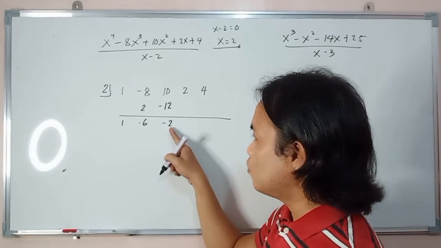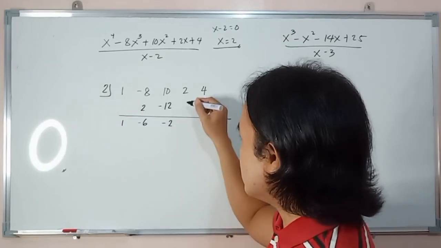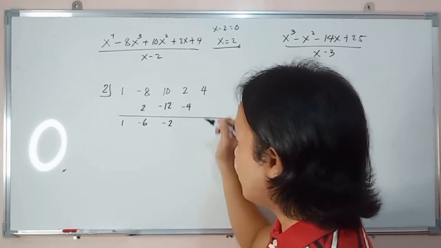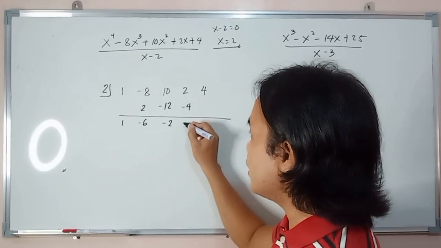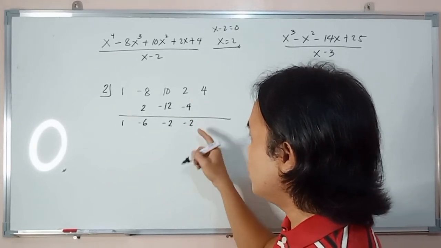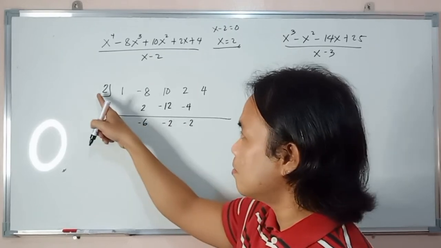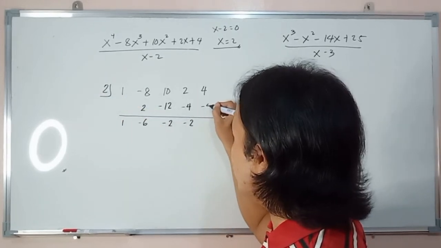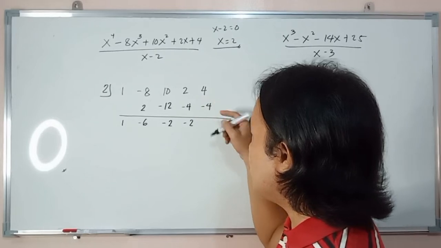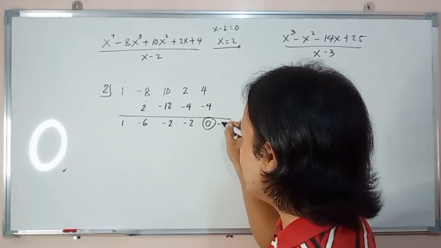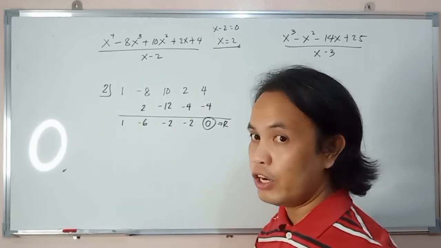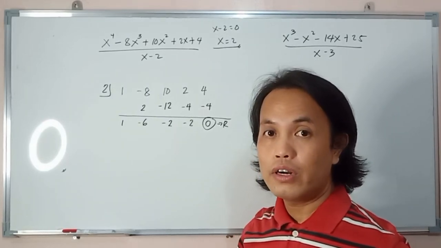Then negative 2 times 2 is negative 4. Then add. 2 plus negative 4 is negative 2. The same, negative 2 times positive 2 is negative 4. Then add. 4 plus negative 4 is 0. So that means our remainder is 0. So in this polynomial, we have no remainder.